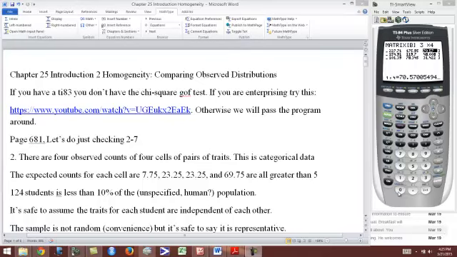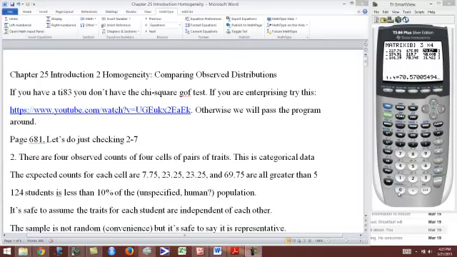Homogeneity, comparing observed distributions. This is introduction number 2. Now, a couple of things I wanted to clear up from the last lecture. If you have a TI-83 or an older TI-84, you do not have the chi-square goodness of fit test. If you are enterprising, you can go to this YouTube video, and it will instruct you on how to program your calculator. Otherwise, I'm going to program one at work, and we will pass it around.